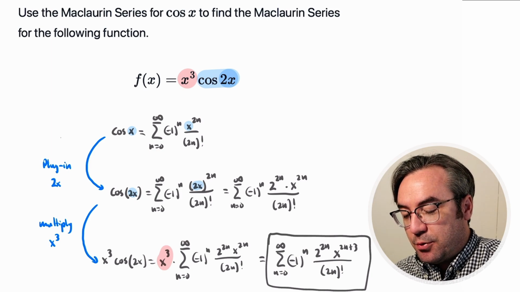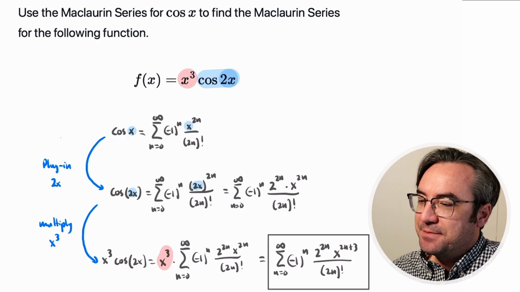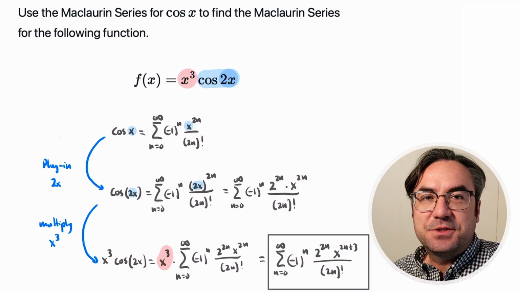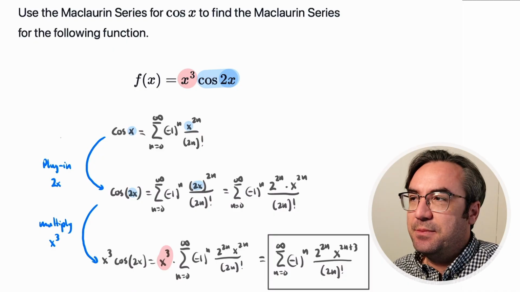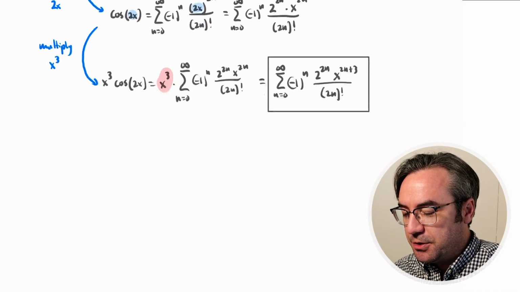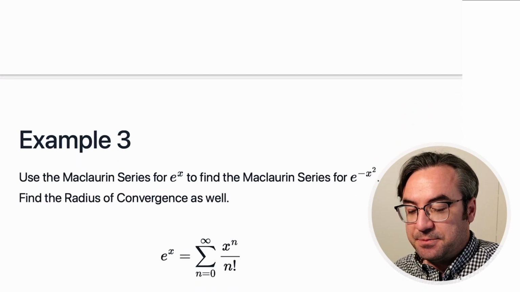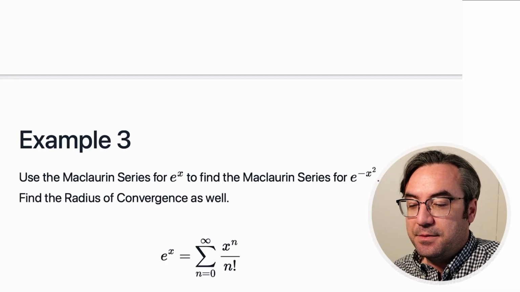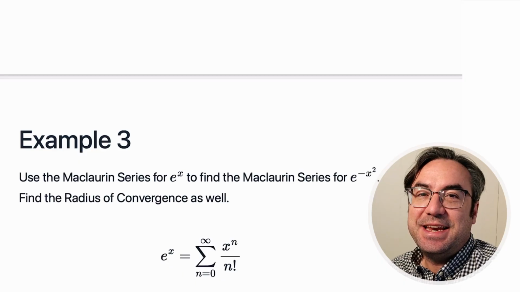All right, so we're going to practice more of these in class where we take one of our starting easy Maclaurin series and we build it up from there. So I think the next one we're going to look at involves, let's see. Yeah, it's going to involve e to the x, but we're going to look at this more complicated function, e to the negative x squared.